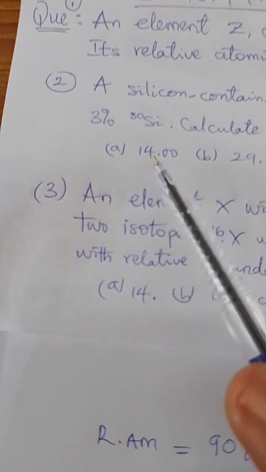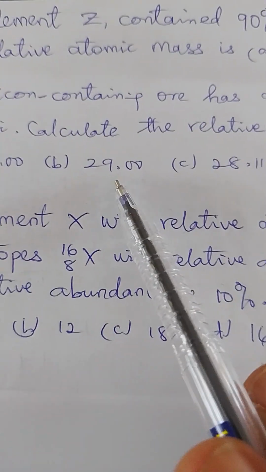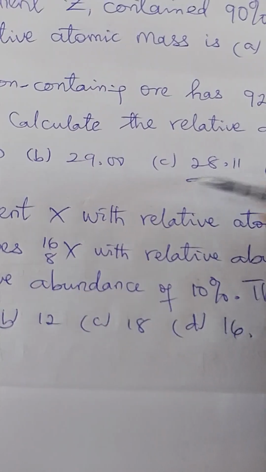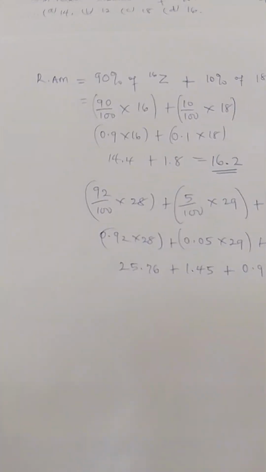So let's go to the options. Option A is 14.00. Option B, 29.00. Option C, 28.11. Of course, that is the answer. Is that right? That is the answer.